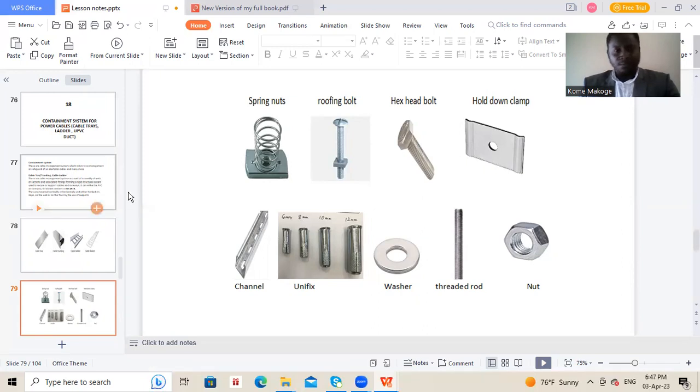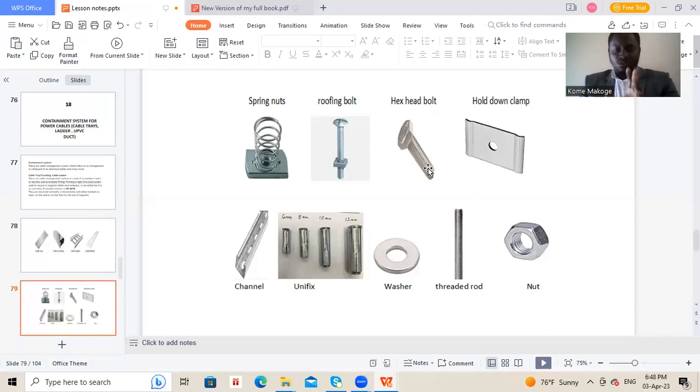The first part, which is the spring nut, is used to connect to the channels. We connect them to the channel and then hold a cable tray or the containment to the support. So the spring nut is used to hold both the containment to the support or the channel. The next is the roofing bolt, which connects to the spring nut while holding it to the channel. Then we move to the hex head bolt.